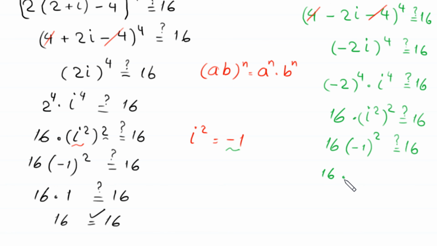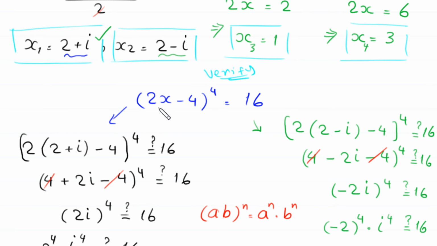And 16 times (negative 1) squared is positive 1. Is it equal to 16? And 16 times 1, 16 is equal to 16. You can see that the left hand side is equal to the right hand side. Means this value of x2, 2 minus i, is a valid solution. And in the same way, if we verify this value x3, 1, this is a valid solution, and this value of x4, 3, is a valid solution.